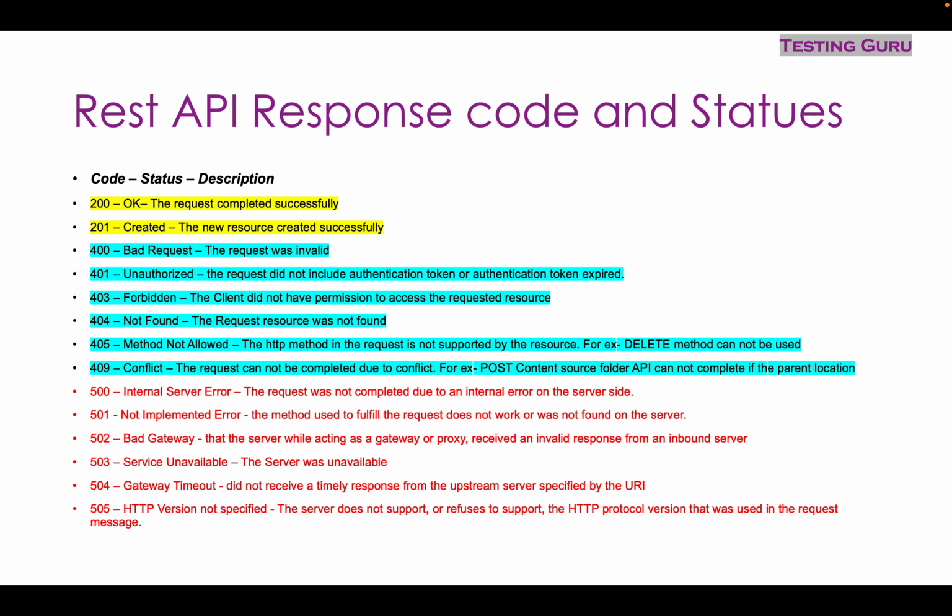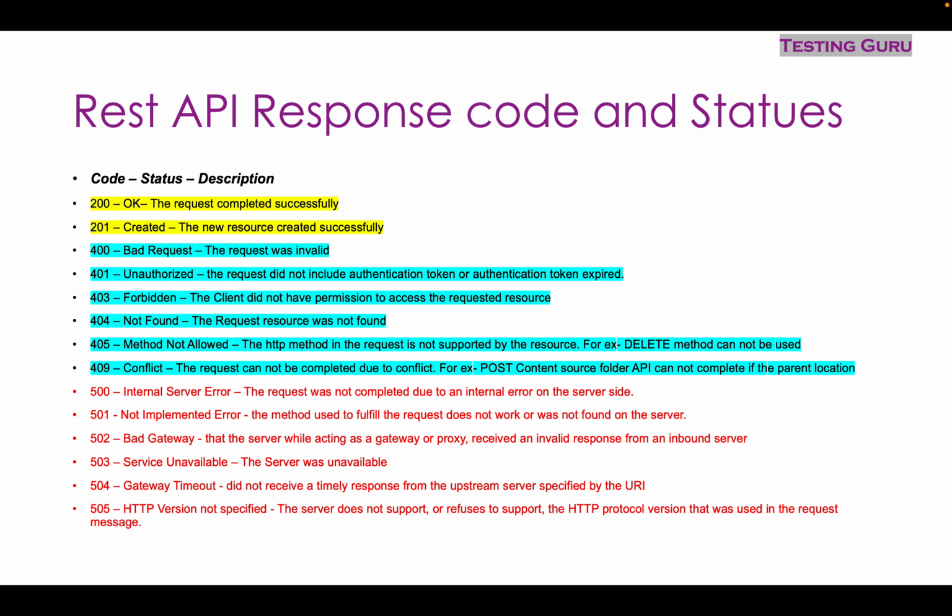And the next status code is 401, that is Unauthorized. Unauthorized means the request did not include an authentication token or the authentication token is expired. In those cases we get the unauthorized error code, that is 401. The client may repeat this request with a suitable authentication header field. So by passing proper authentication, this 401 unauthorized error can be eliminated.